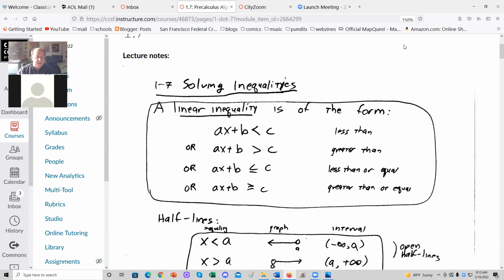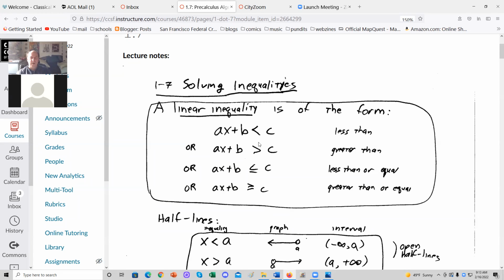Well, today we'll be doing 1.7 and 1.8. 1.7 is about solving linear inequalities, and 1.8 is about solving absolute value equations and inequalities. Okay. A linear inequality looks like one of these: ax plus b is less than c, or greater than c, or less than or equal to c, or greater than or equal to c, for a, b, and c constant. Specify what x makes that true.